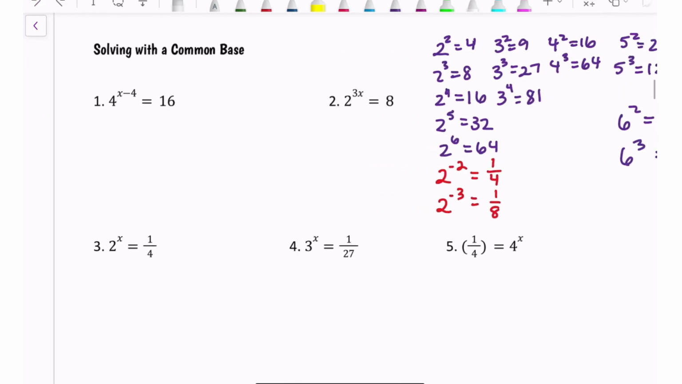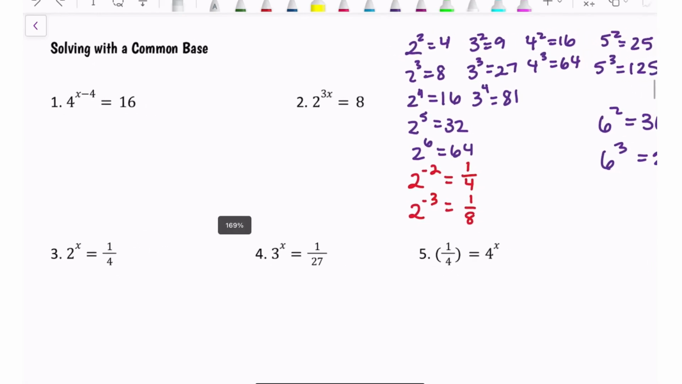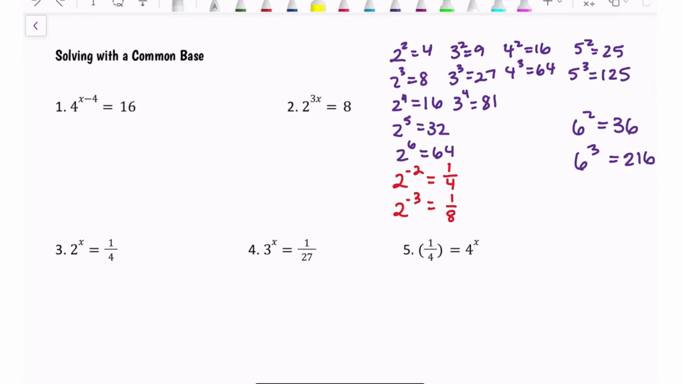All right, so let's just hop right in. I have 4 to the x minus 4 is equal to 16. If I look at my list, I can see that I could rewrite 2 to the fourth as 16. I could write 4 squared as 16. Well, since I already have a base of 4 here, if I change the 16 to be base 4, using that fact right there, then I can solve. So I'm going to do 4 to the x minus 4 is equal to 4 squared.